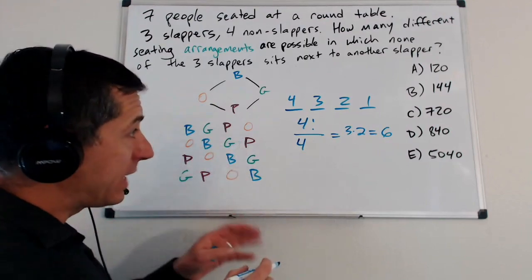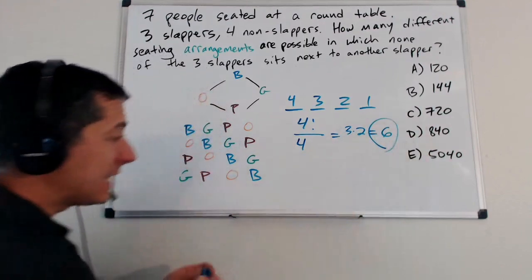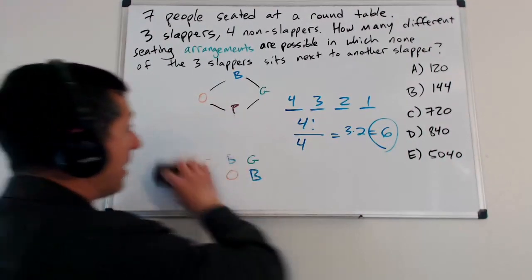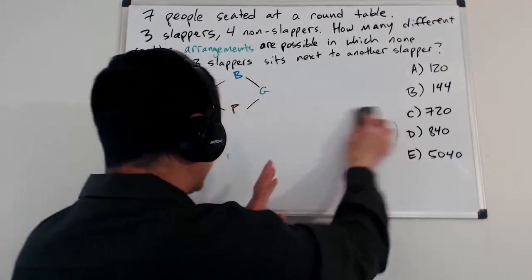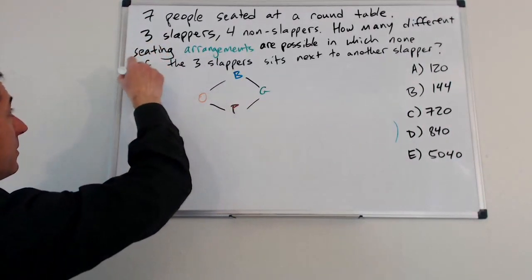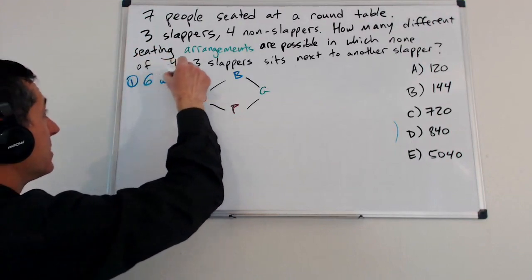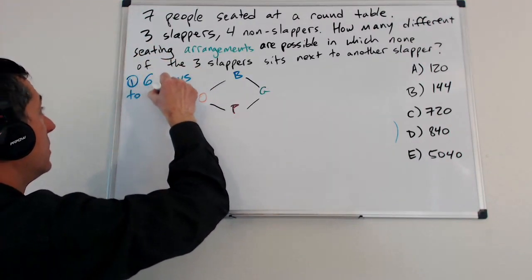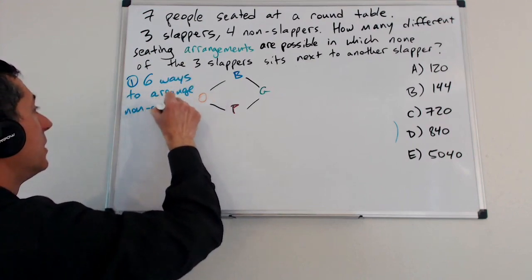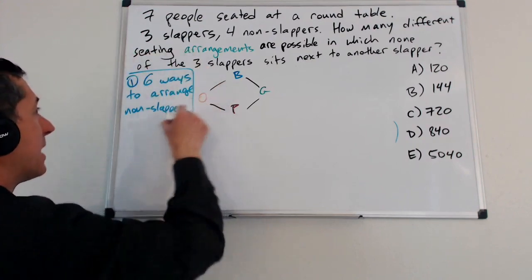Okay, so as a starting point here, I've got six different ways to arrange those non-slappers. And I'm going to erase and rewrite just that six because I'm going to need the space. So step one, I've got six ways to arrange the non-slappers. And we'll come back to that in a moment.